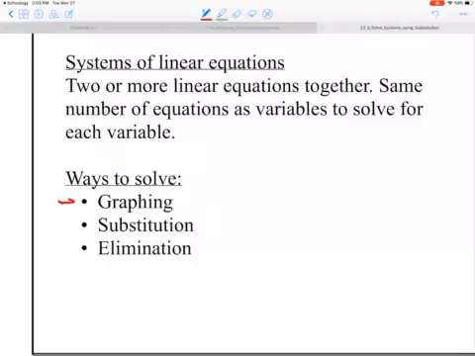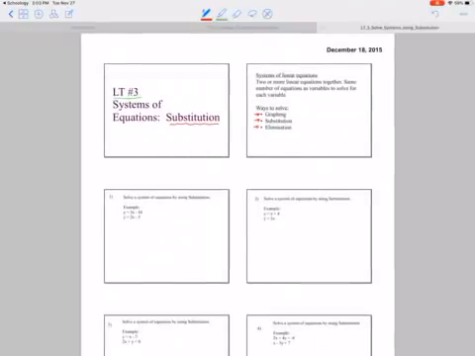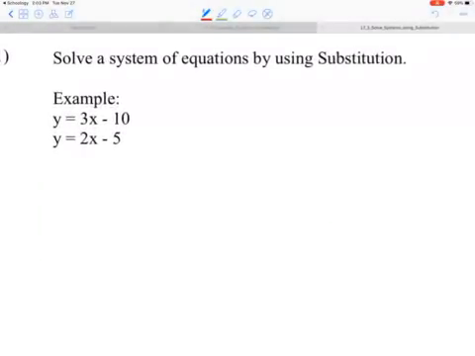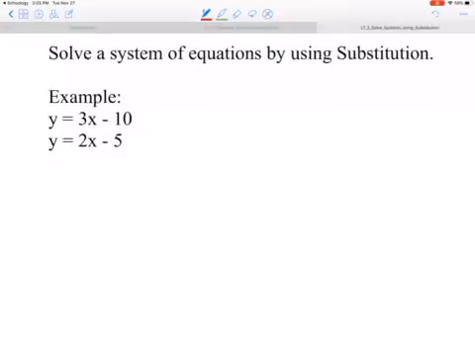Ways to solve, we looked at graphing already. We're going to use substitution, and then another way is elimination. Substitution only works for when the equations are in a certain form. So that's what we're going to look at today. Solving a system of equations by substitution.